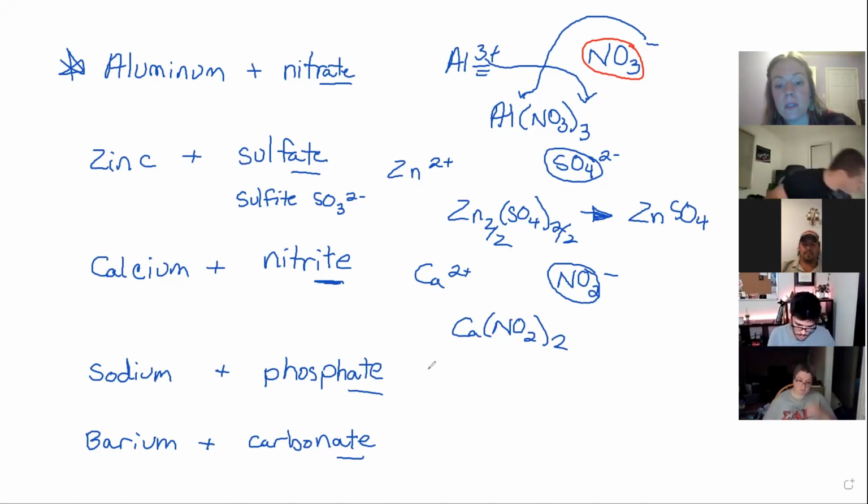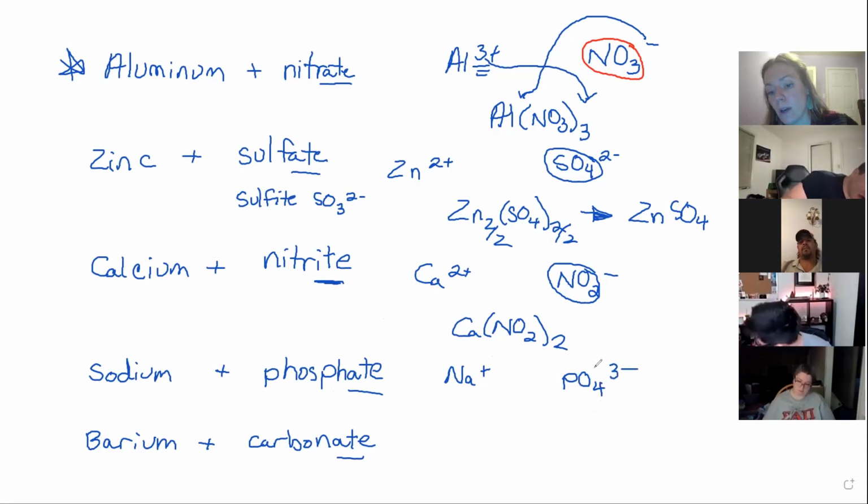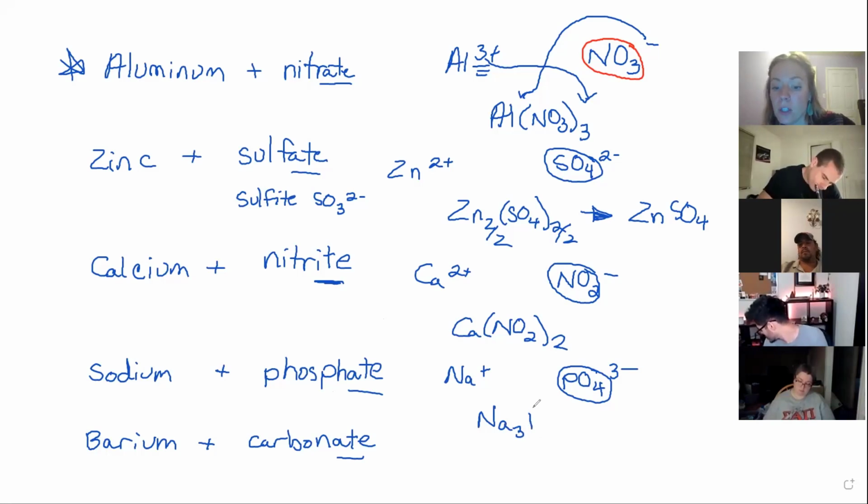Sodium phosphate. Sodium is Na with a plus. Phosphate is PO4 with a 3 minus charge. Okay, I'm going to packet this thing together, flip-flop. So I need 3 sodiums for every 1 phosphate. Again, because I only have 1 of the phosphates, I just write it. I don't put it in parentheses.